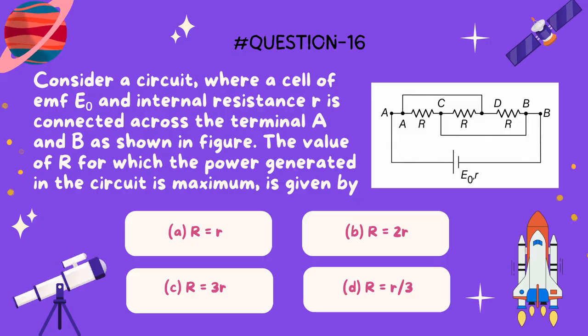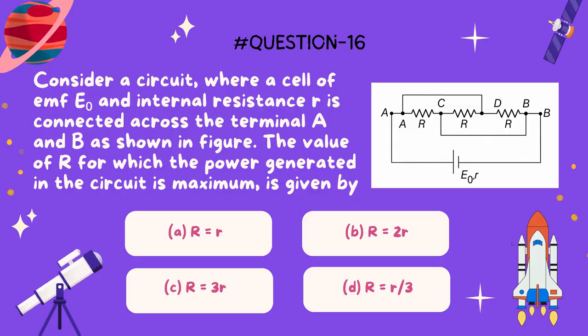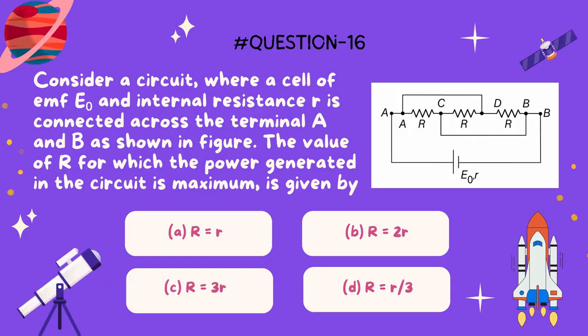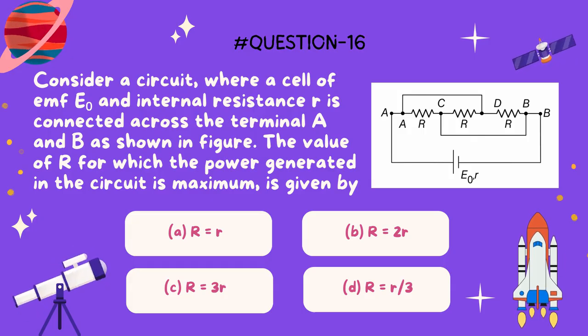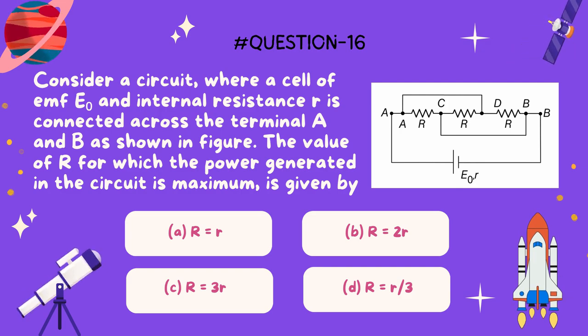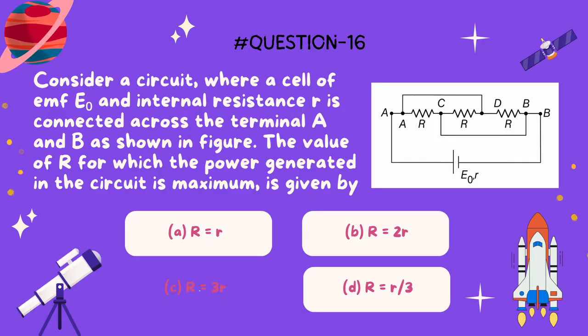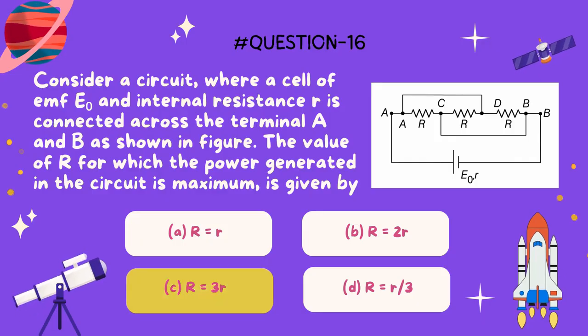A. R equals R. B. R equals 2 times R. C. R equals 3 times R. D. R equals R divided by 2. Correct answer: C. R equals 3 times R.